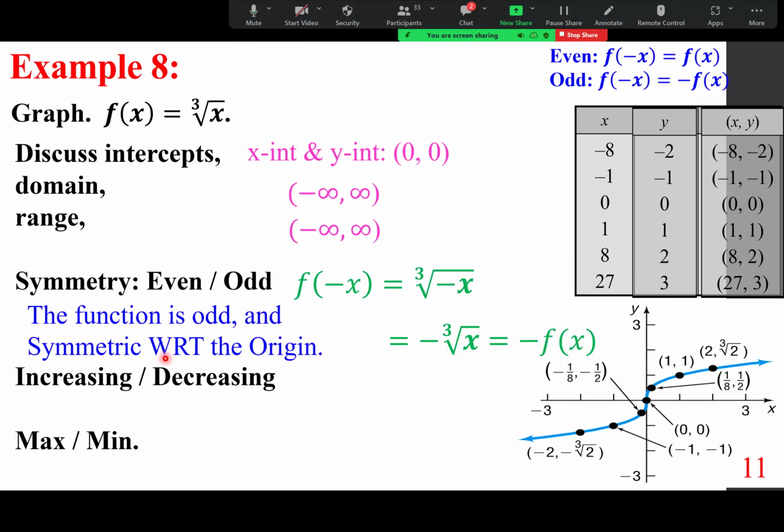And symmetric with respect to the origin. Is the function increasing or decreasing? As you can see, when we go from left to right, the y gets larger and larger, and therefore it's increasing everywhere from negative to positive infinity. What about max or min? We don't have any of them. None of it.